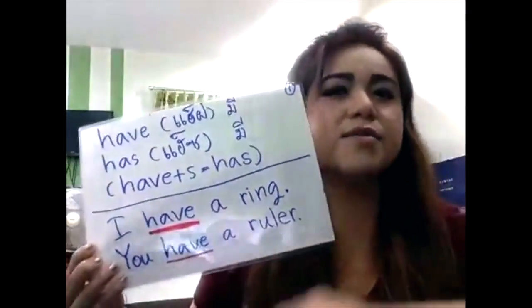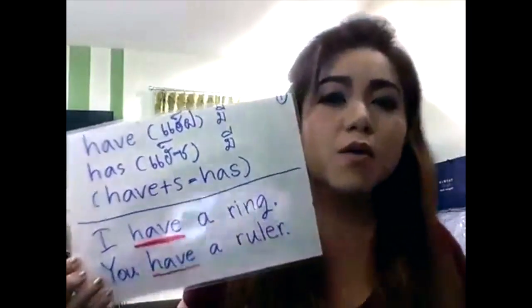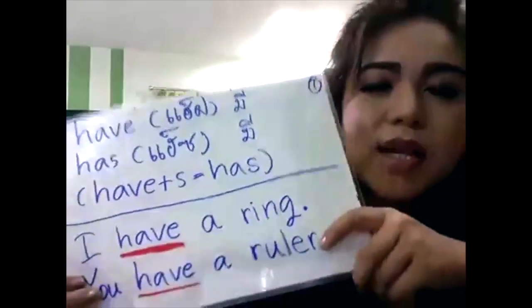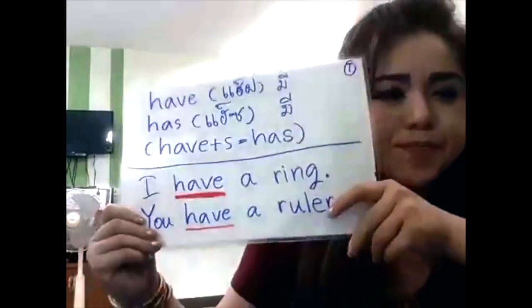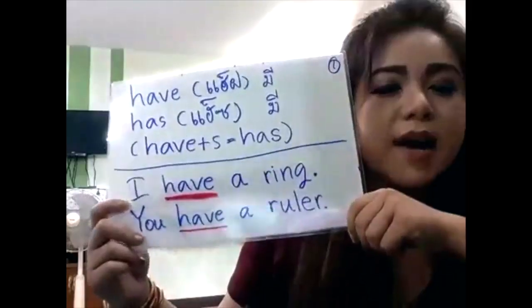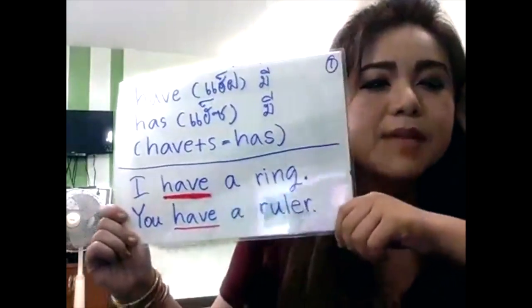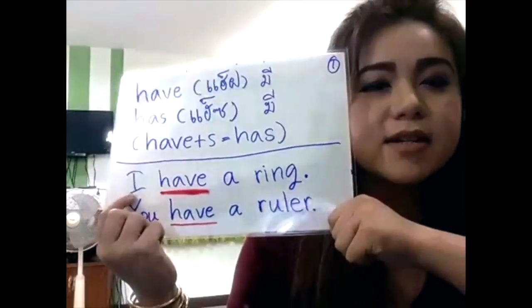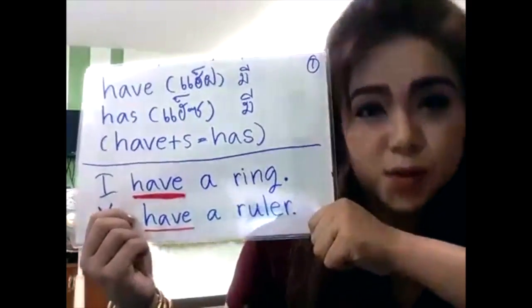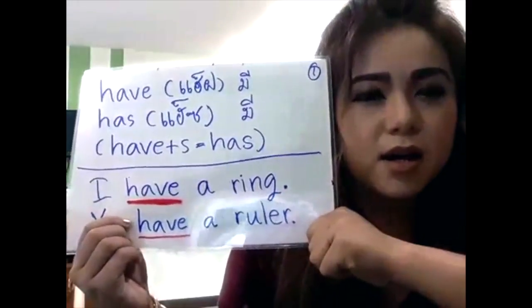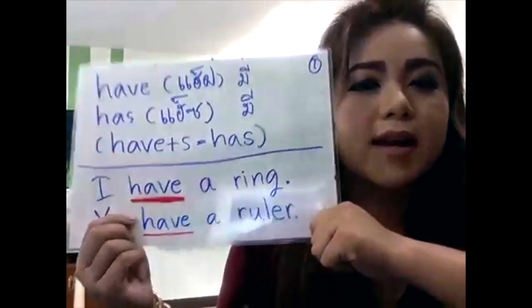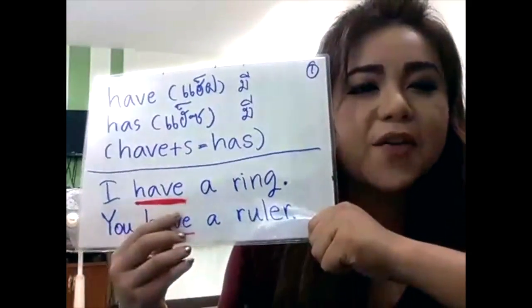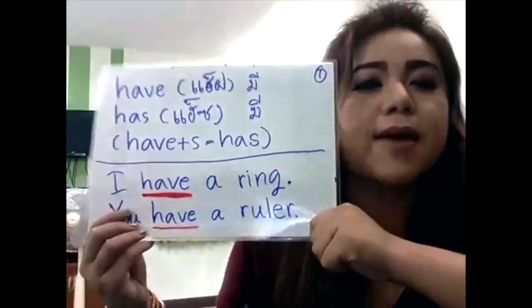Mr. Ken is the father of Tom and Joy. Who is the father of Tom and Joy? Mr. Ken is the father of Tom and Joy. Mrs. Ken is the mother of Tom and Joy. Who is the mother of Tom and Joy? Mrs. Ken is the mother of Tom and Joy.